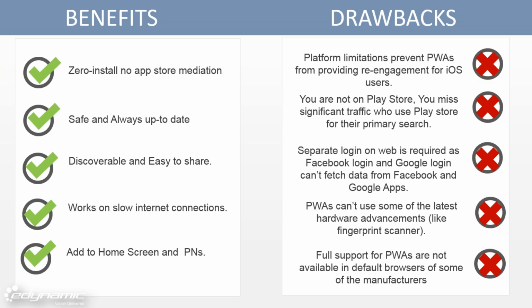When we talk about discoverable, as I explained earlier, since it is a website, it is already SEO compatible and always indexed by Google. Shareable: it is very easy to share if we have done proper configuration of the app manifest. It definitely works even on very slow internet connections. Add to home screen and push notifications, which we just discussed, are the key features according to me for the PWA.